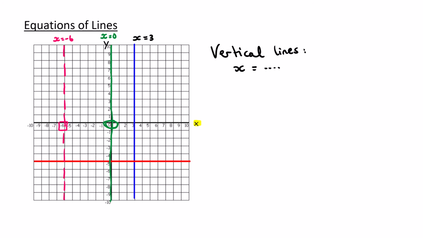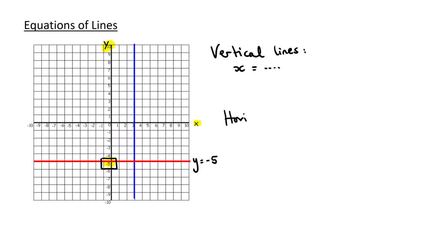Horizontal lines are the exact opposite, because they go through the y-axis, they cut the y-axis. So horizontal lines are y equals lines. So this one is y equals -5 because it cuts the y-axis at -5.